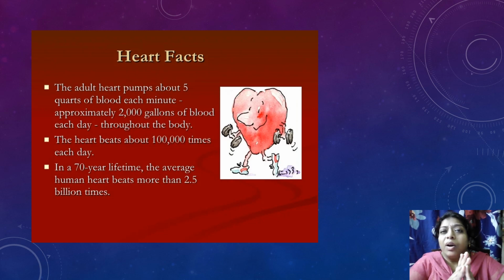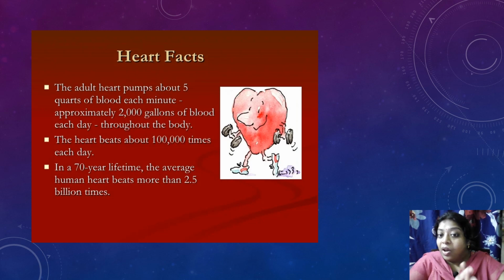And on an average, the heart beats about 100,000, that is 1 lakh times during a day. That is around 3 million beats in a lifetime. Is it not very interesting? Yes. So on an average, the heart beats about 3 million beats in the lifetime. That is in a day, it is 100,000.